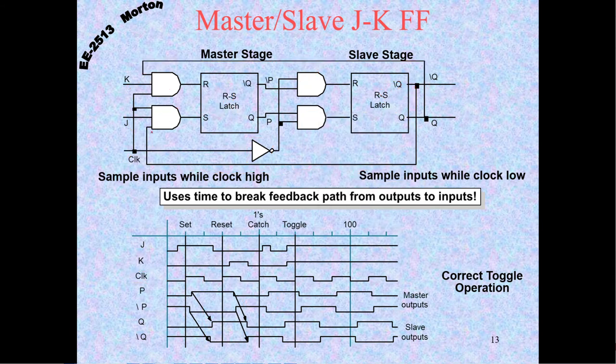Okay, so now let's say J is 1 and K is 0. And let's say that the clock is 1. So we'll put a 1 there and a 1 there. Now, if the clock is 1, that means that here the clock is 0. So there's a 0 there and a 0 there. It's hard to make zeros.